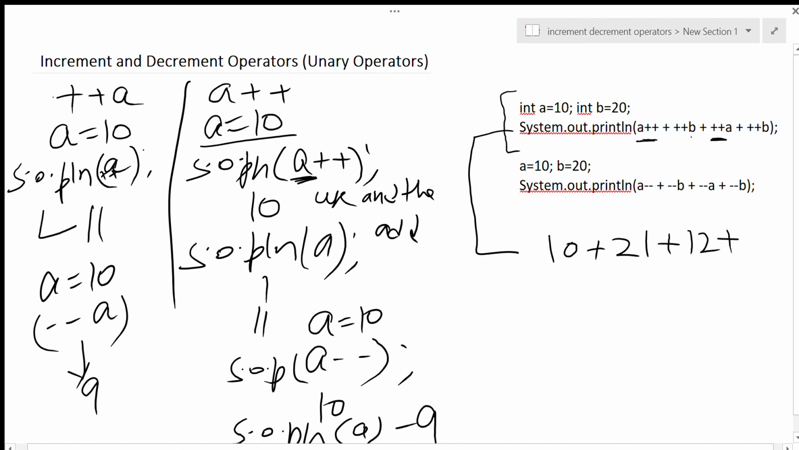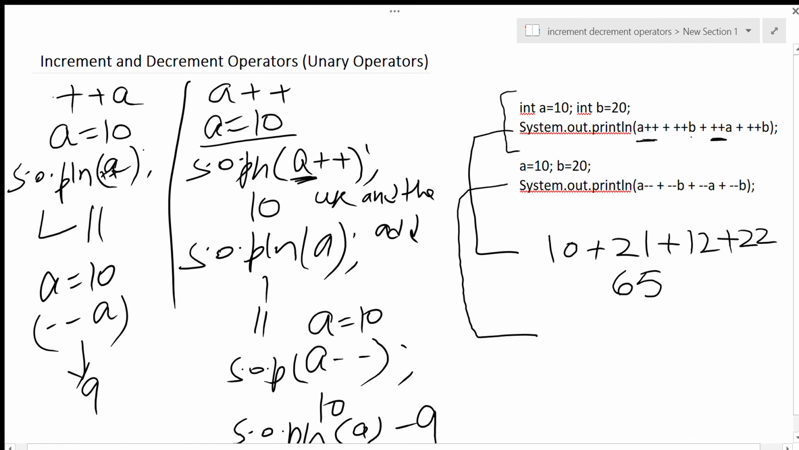Plus, then plus plus B. What was the value of B last time? 21. So it becomes 22. So what is the value now? This is 31 and this is 34. 31 and 34 is 65. That is the answer.